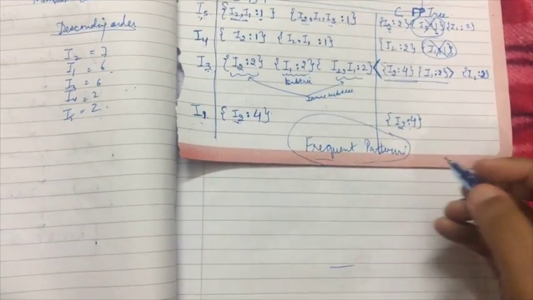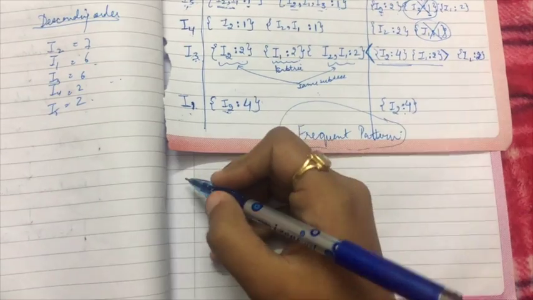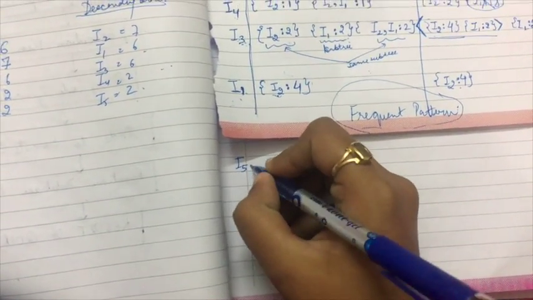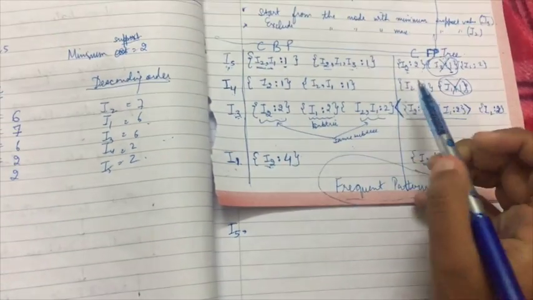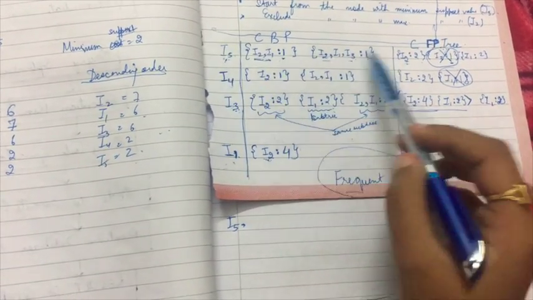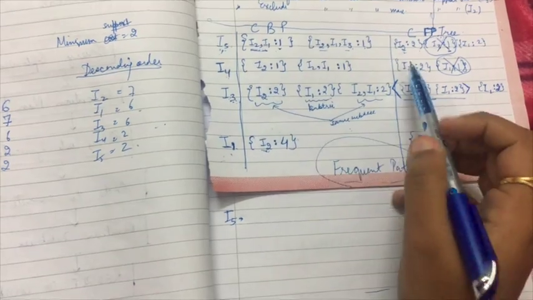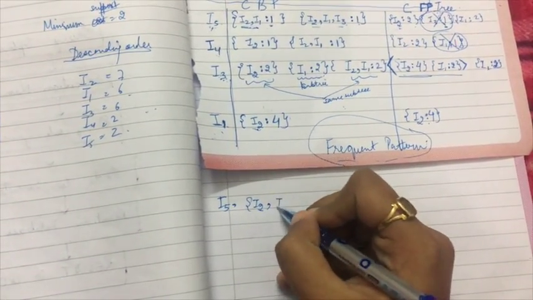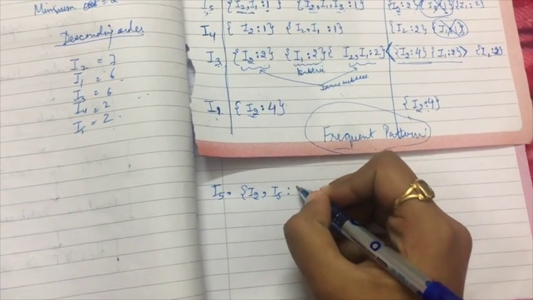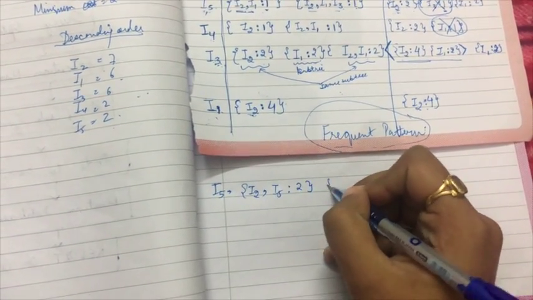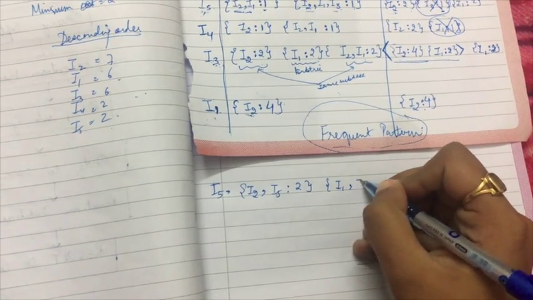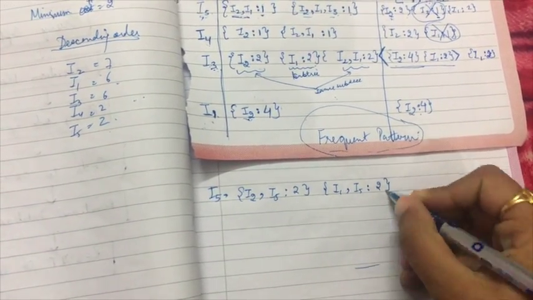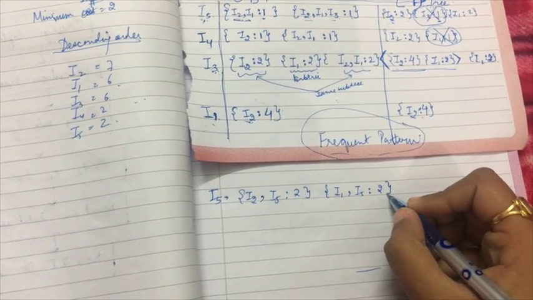Now for I5, what I do, simply, I have to combine these, that is I2 with I5, I1 with I5, whatever is left. So I2 with I5 will give me 2, I1 with I5 is giving me 2, and that's all about it.